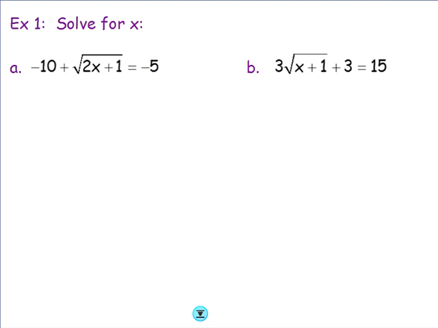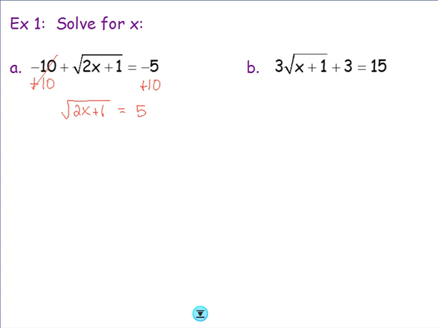We need to solve for x. Well, the first step says we need the radical by itself. So I look at this first problem. That negative 10 needs to move. I'm going to move it by adding 10 to both sides. That leaves me with the square root of 2x plus 1 equals negative 5 plus 10, which is a positive 5.